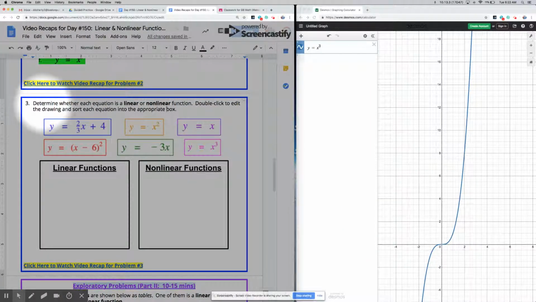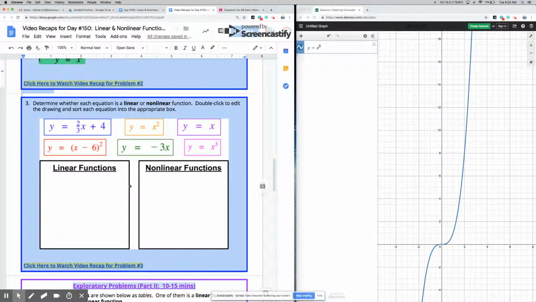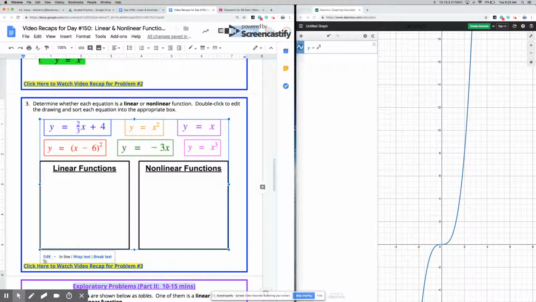For practice problem 3, you were asked to determine whether each equation was linear or nonlinear, and then you were going to edit this drawing to sort each of these 6 equations into the appropriate box. So we'll go ahead and edit that drawing right now.